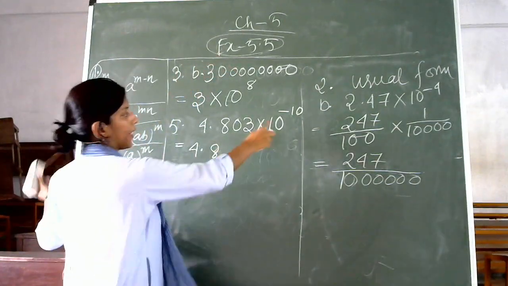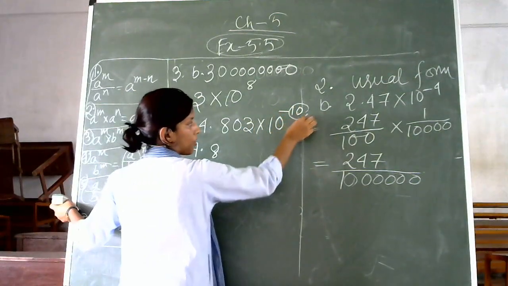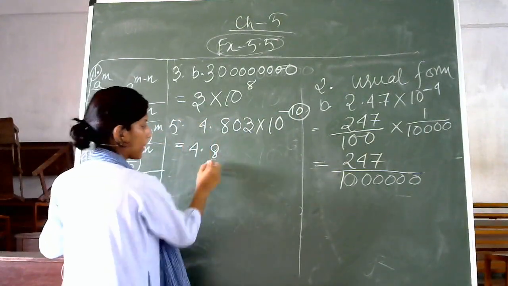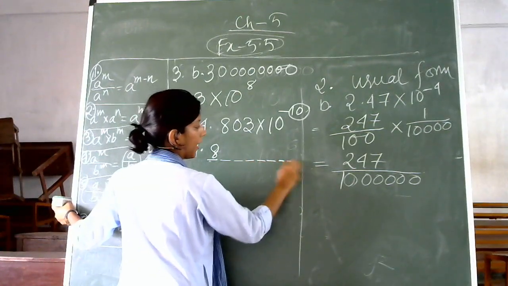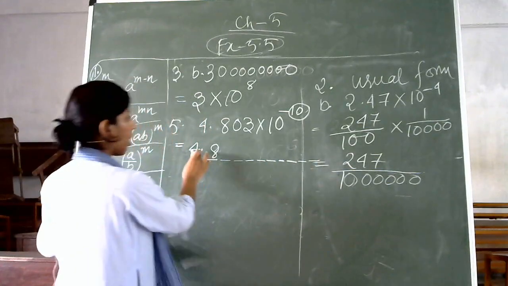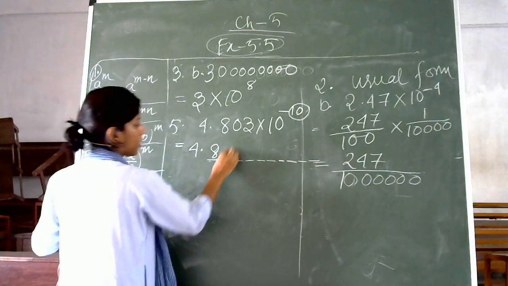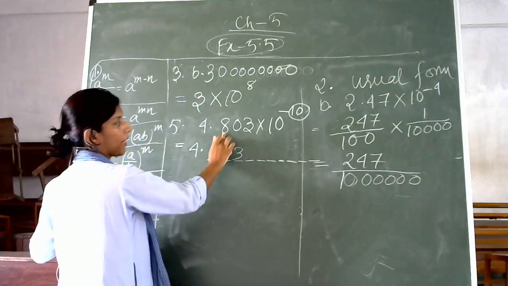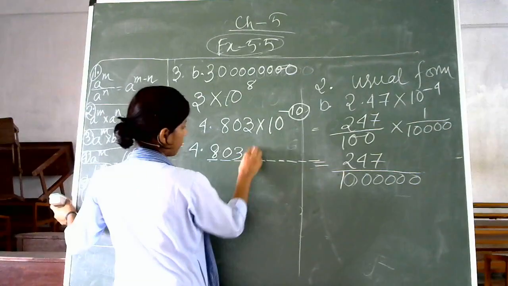Now you see 10 to the power is how much? 10. So how many zeros? The power gives you the number of zeros, right? So 10. So after the point there should be how many places? 10 places. 1, 2, 3, 4, 5, 6, 7, 8, 9, 10. There will be 10 places after this point. Now the digits 803 are already given, right? So 3 places have been occupied by 803. So what will be the next zeros?